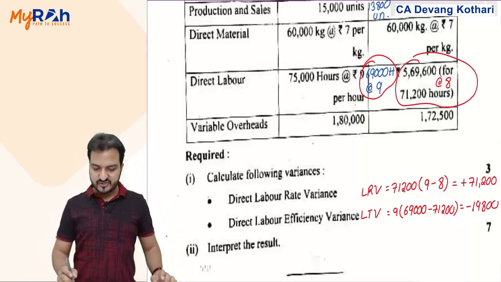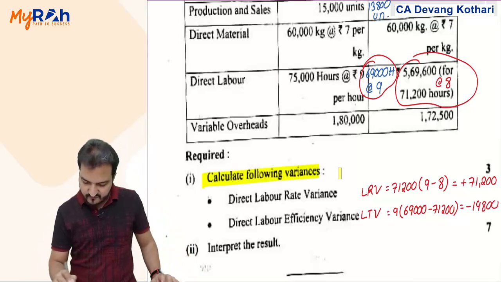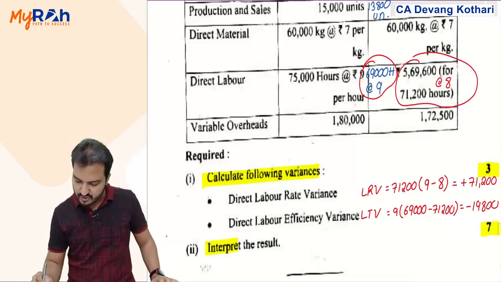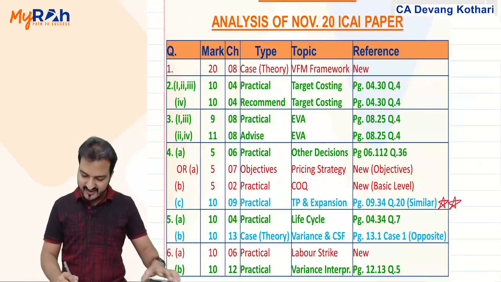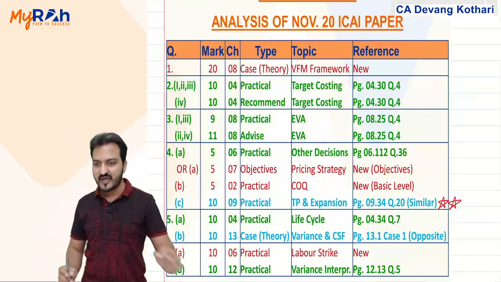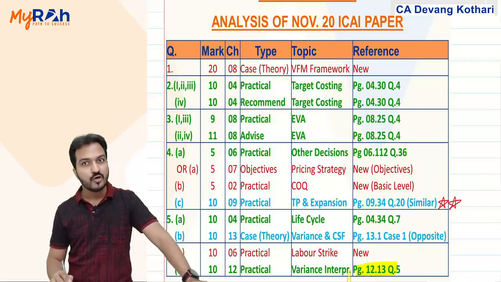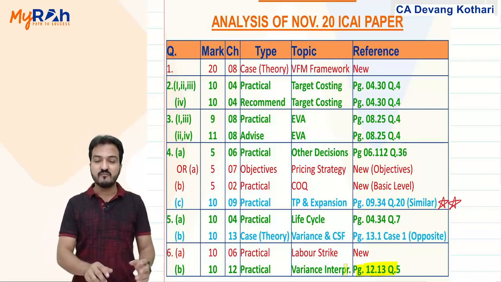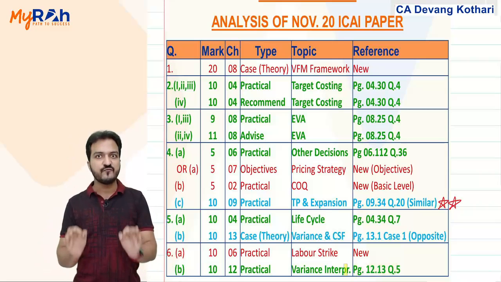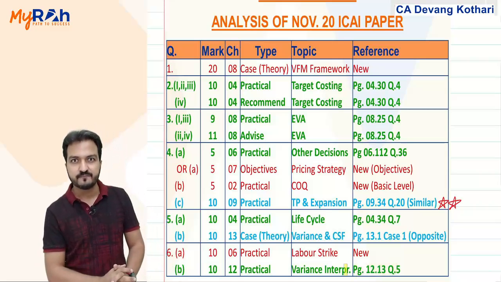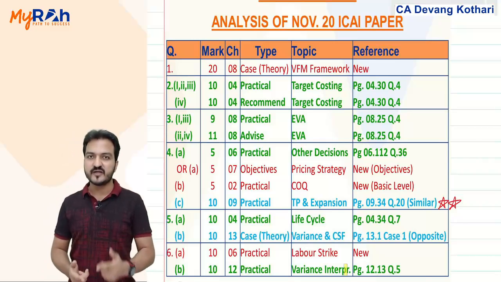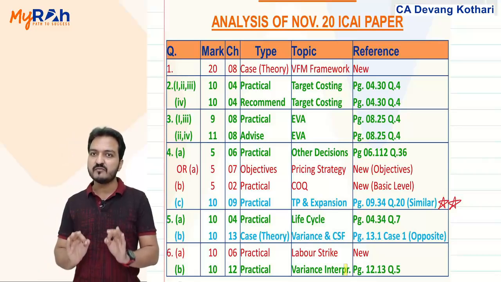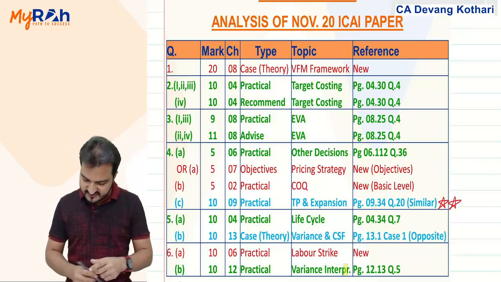That is your calculation part, and you notice calculation of variances is giving you only 3 marks. More marks are for interpretation of the result, and that interpretation is exactly the same as page 12.13, question number 5. This I had explained to you in class. In fact, I had even made you write some guidelines for writing variance interpretation, and the guidelines of variance interpretation given in your class notes are very important. Exactly the same guidelines you follow for this interpretation.